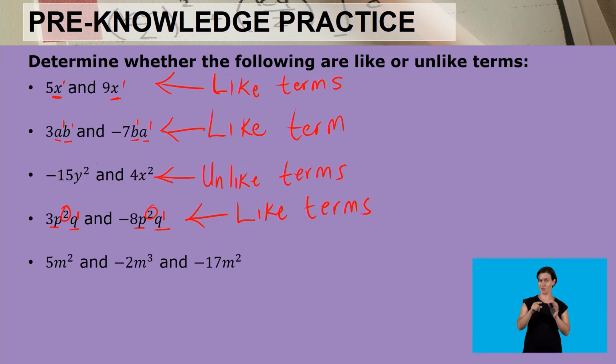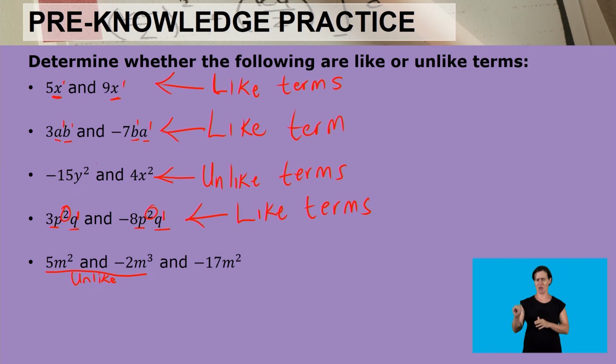What about 5m squared and negative 2m squared? We can start with those two. Are they like terms? Well, no, these two are not like terms, and the reason why they are not like terms is because yes, they have the same variable, but the exponent is different, so they are not like terms.